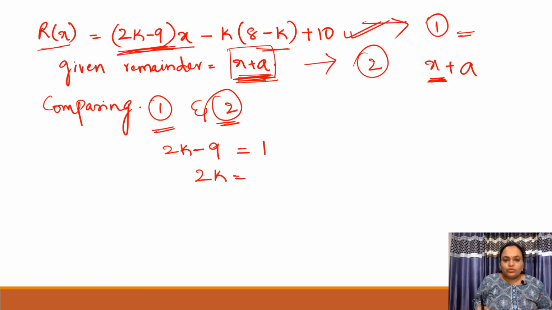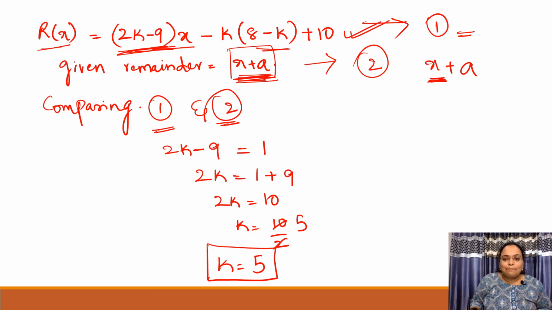2k is equal to 1 plus 9. I am just sending minus 9 to the RHS. 2k is equal to 10. k is equal to 10 by 2, which is 5. So k is equal to 5. Now let us compare a. What is a? This one.